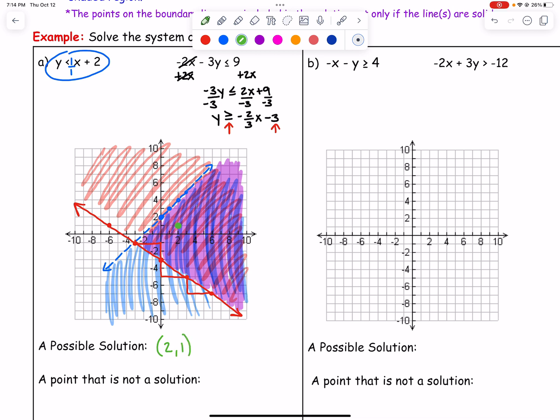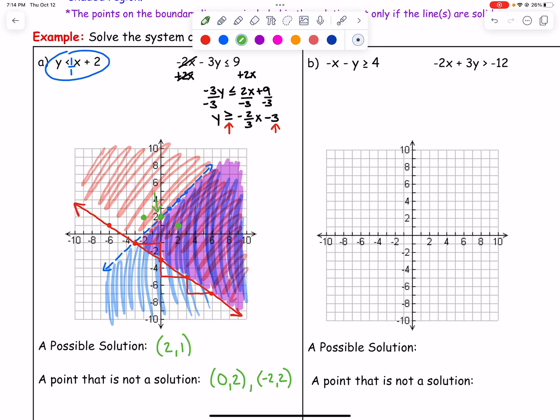A point that is not a solution, a good point to look at would be like our y-intercept right here at 2. So 0, 2 is not a solution. It looks hopeful because it's on the boundary line of this blue equation or inequality, but it's a dashed line, so it's not included. Another example would be, let's say, -2, 2.